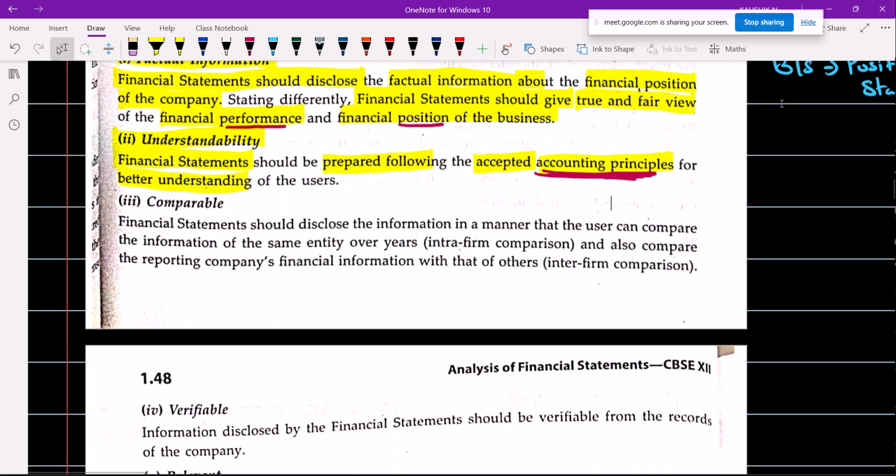Yes, sir. Now the next, third concept is all about comparability. It must be comparable. The financial statements should disclose the information in a manner that the users can compare the information of the same entity over the years, which we call intra-firm comparison. And also it will help to compare the company's financial information with that of other companies, which we call inter-firm comparison.